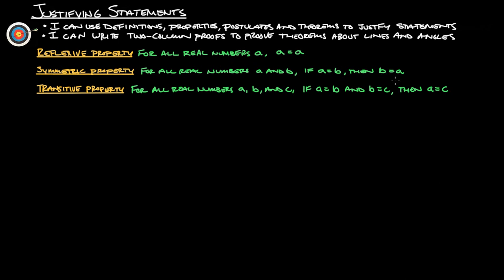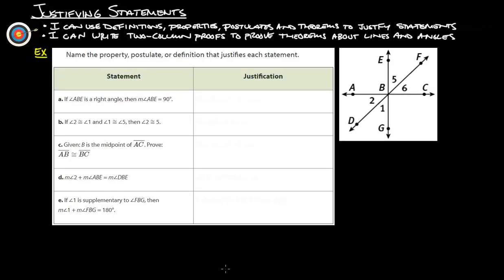Here's where the meat of each of these properties comes up. In the transitive property, if A equals B and B equals C, that means that A has to equal C as well. That's the transitive property. And again, we'll take a look at these in context pretty quick.